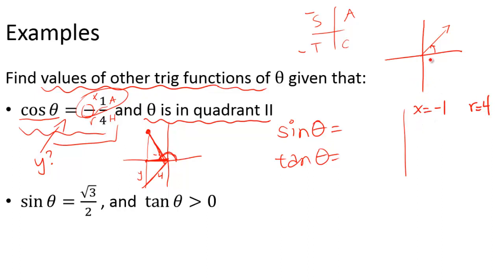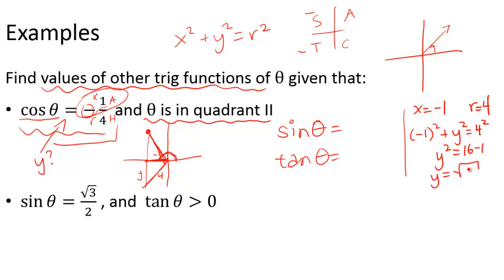So let's use our Pythagorean theorem of x squared plus y squared equals r squared to figure it out. -1 squared plus y squared is 4 squared. That leaves us with y squared equals 16, and that will be a 1, so we'll minus the 1. Y is going to be the square root of 15. So we just leave it like that, and that way we'll find the exact values. So the sine ratio will be the y over the r, and the tan ratio will be the y over the x.